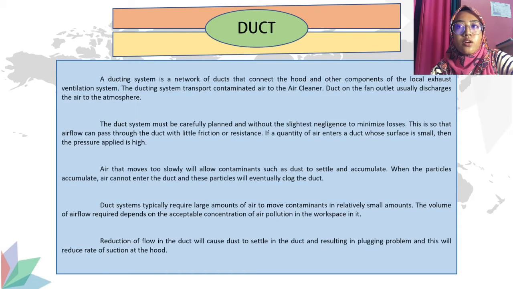If a quantity of air enters a duct whose surface area is small, then the pressure applied is high. Air that moves too slowly will allow contaminants such as dust to settle and accumulate. When particles accumulate, air cannot enter the ducts and the particles will eventually clog the duct.